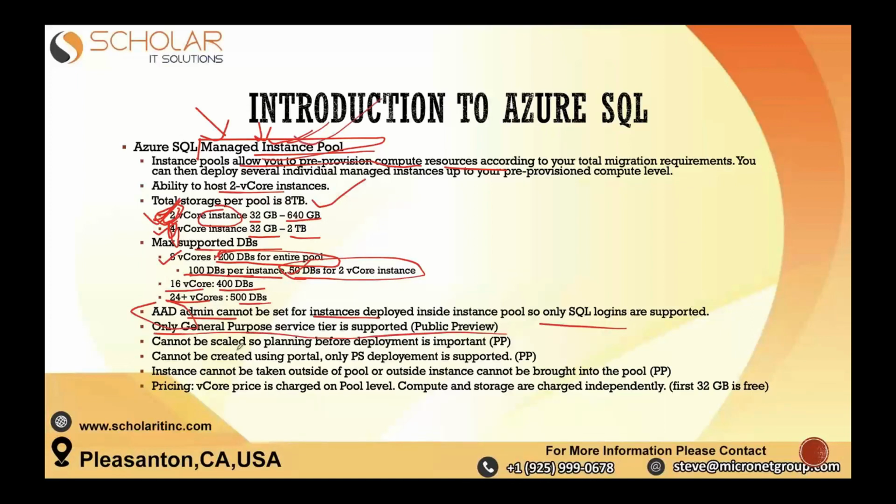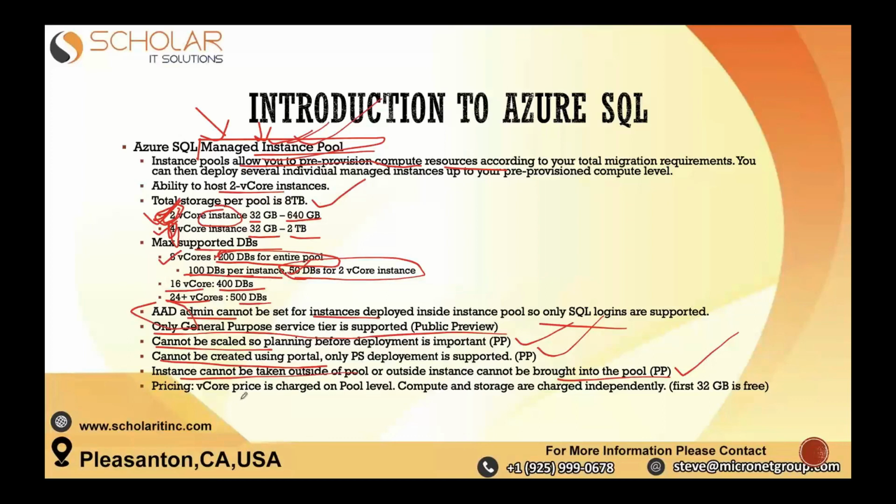not business critical. You cannot use scale because this is still in PP. You cannot create a pool using the portal because again it's in PP. I mean public preview. It's not GA yet. Once you create an instance in an instance pool, you cannot take it out. Or if you have created a single instance outside, you cannot bring that into the pool. That's a limitation again because it's in public preview.